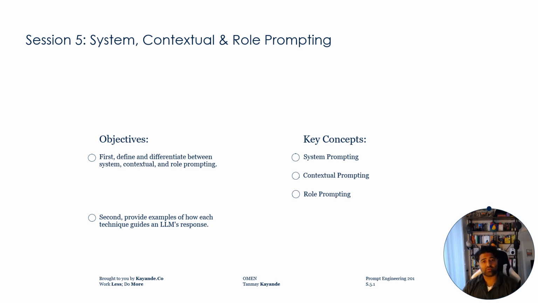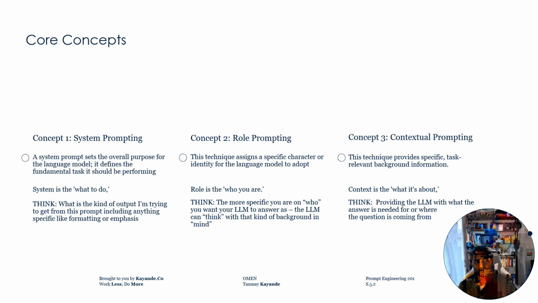To do that, we'll cover 3 distinct but closely related techniques: system prompting, contextual prompting, and role prompting. It's important to note that while these can be used together, they each serve a slightly different primary purpose. If you're following along on the white paper, this subject is between pages 17 to 24. Let's start with the big picture: system prompting.